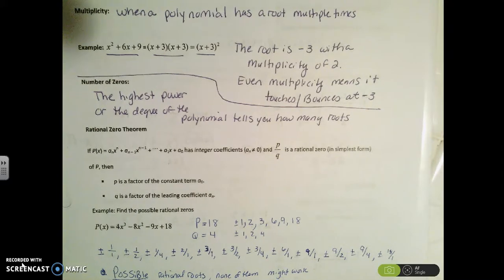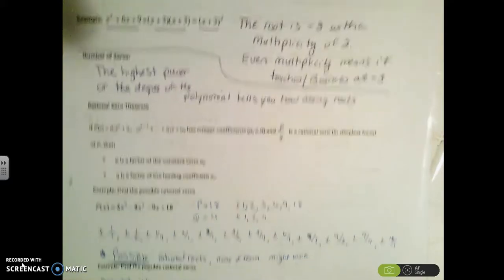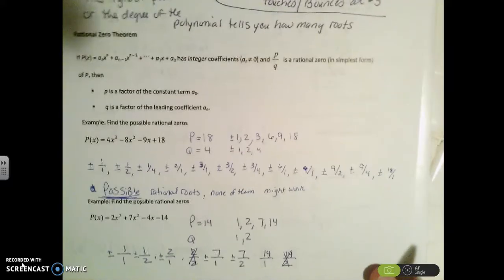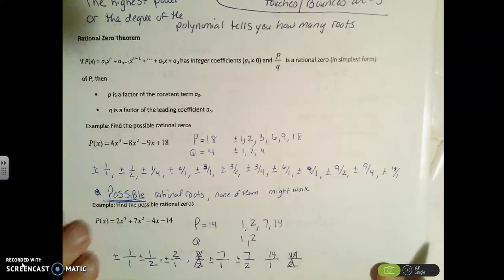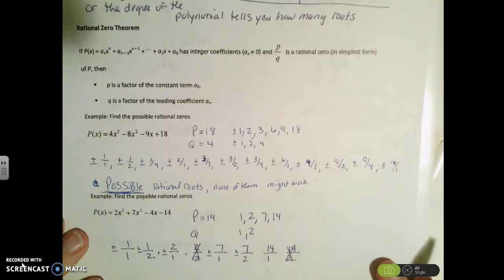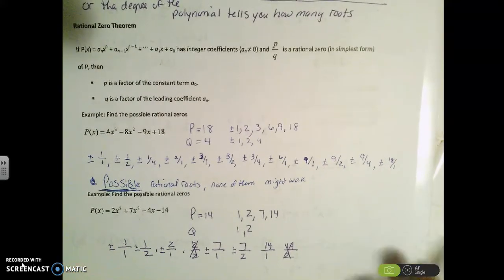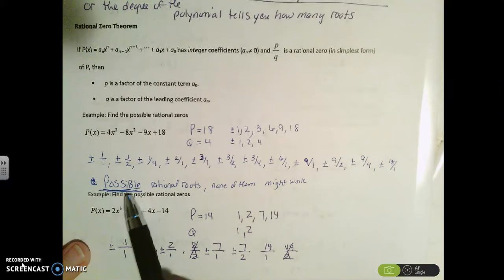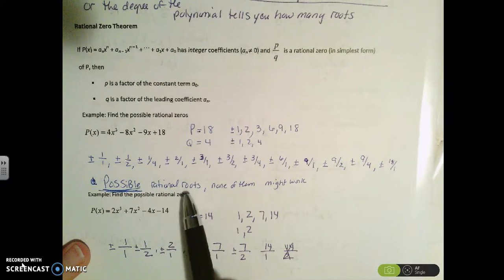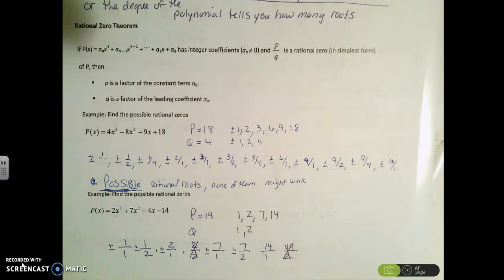One of the concepts that will help us with this is something called the rational zero theorem. This can be frustrating, but it can be helpful at times. What the rational zero theorem tells us is the possible rational roots. It is possible that none of these roots will work. It could be that the polynomial has no rational roots. It could also be that the polynomial doesn't have any real roots.